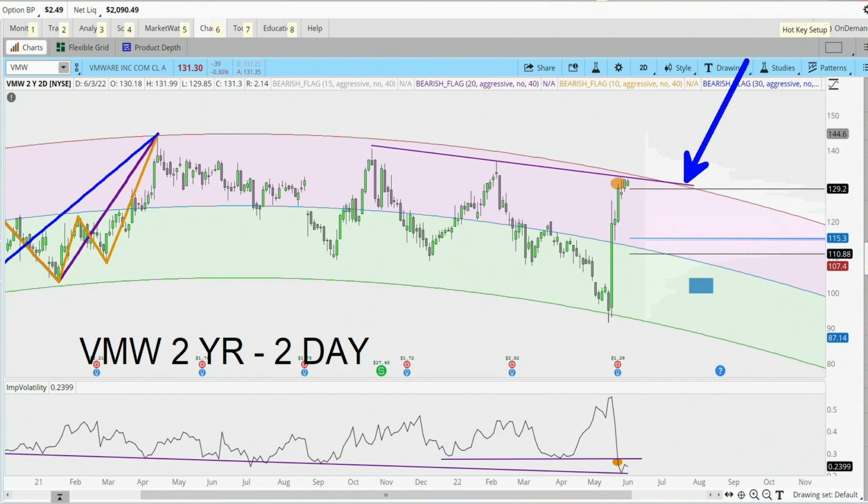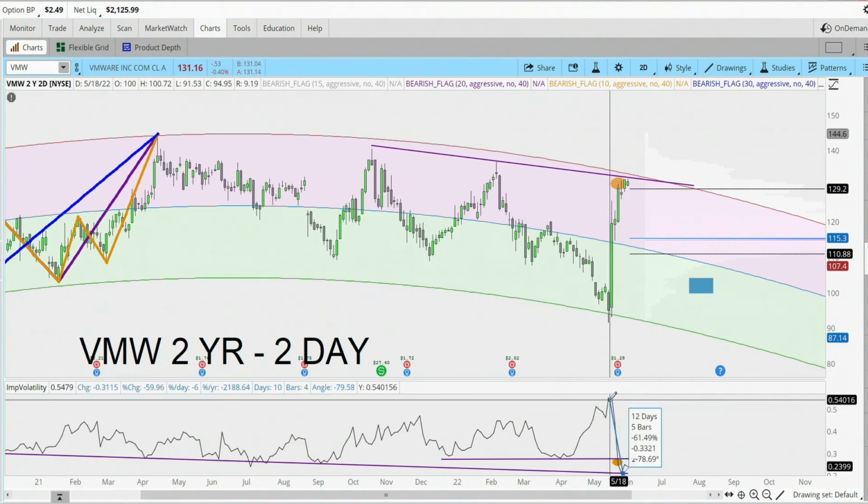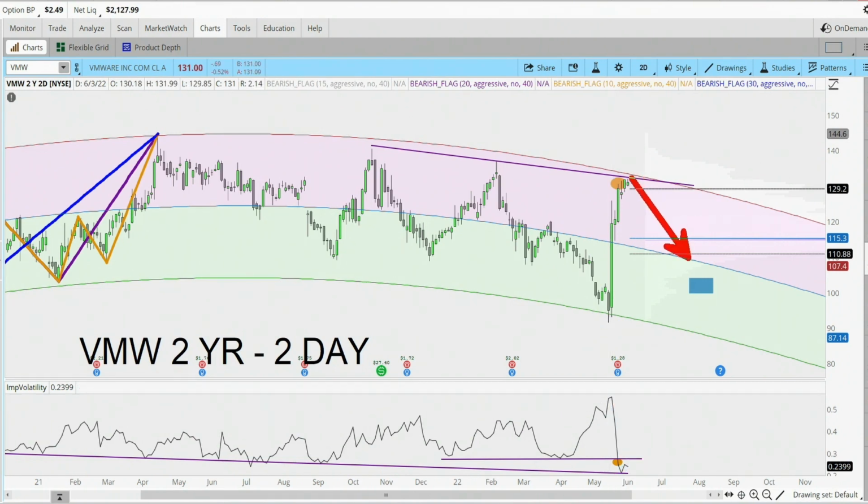VMW, trend indicator going down. Resistance, resistance, resistance, along with the volume profile resistance. We have horizontal support on the implied volatility and diagonal support at a very low 0.23. Just a couple days ago, it was all the way up here above 0.50, decreasing in value over 61%. This means this is on sale. Goodbye for you.